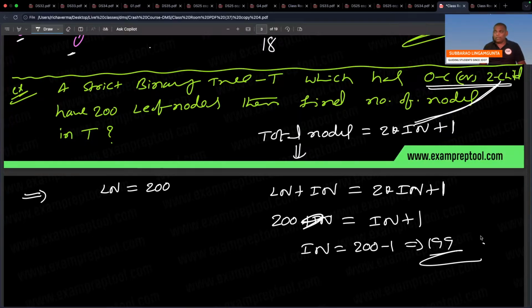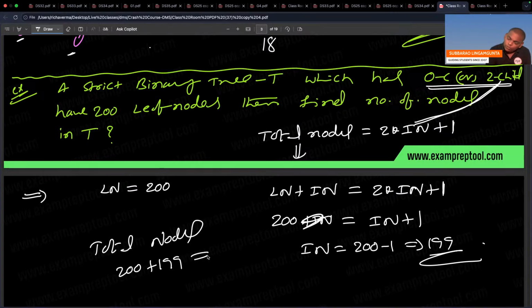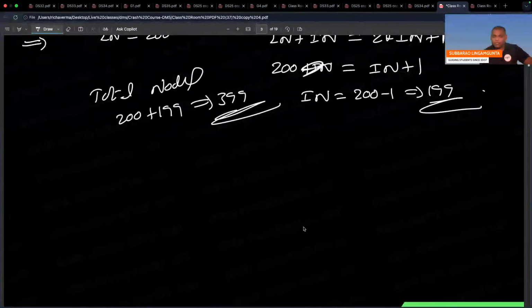Right, internal nodes are 199. The problem is asking total nodes. So total nodes are 200 plus 199, which comes to 399. These are the total nodes. Perfect. I hope people got it.